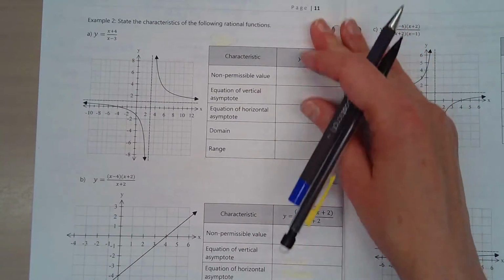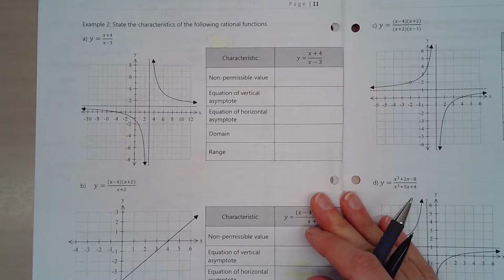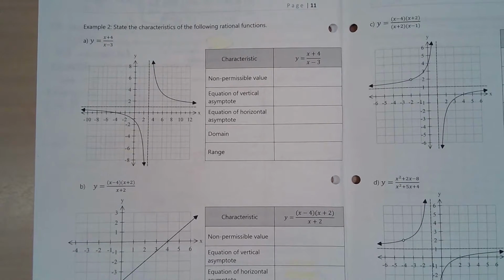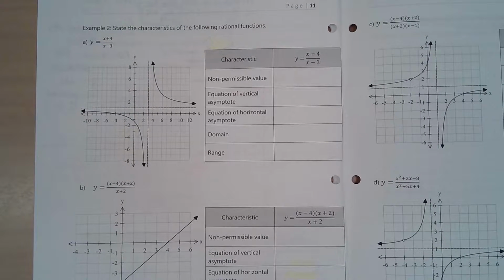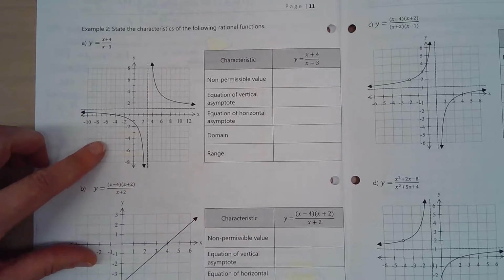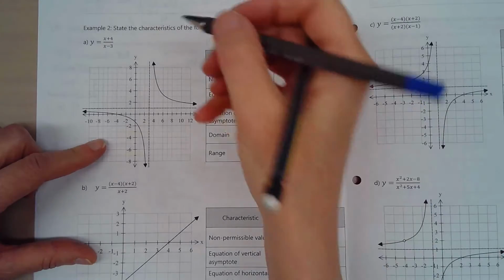Here's a classic rational. It's got the set of wings. It's got two asymptotes, right? So what's the equation of the vertical asymptote?